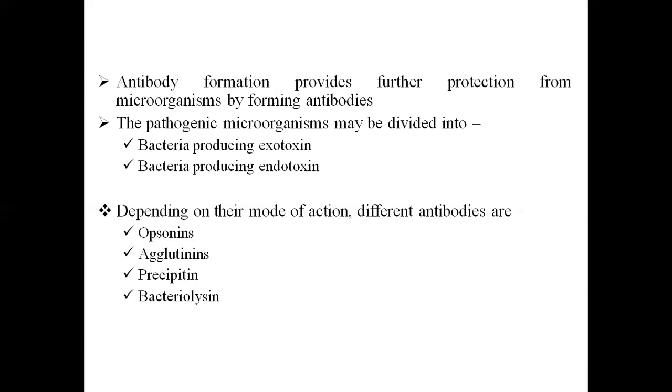They are opsonins, agglutinins, precipitin, and bacteriolysin. So first of all, opsonins. Opsonins are antibodies which make the bacteria more susceptible to phagocytosis. So they are called opsonins.